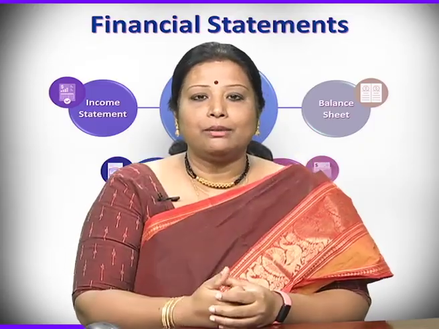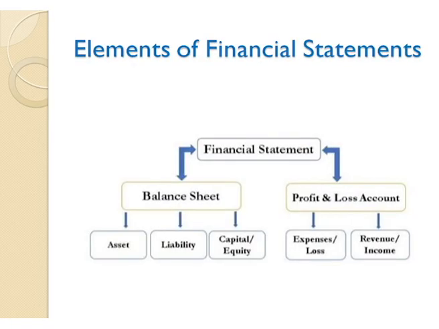Now let us see what are the different elements of financial statements. So financial statements can be broadly classified into two. One is the balance sheet, two the profit and loss account. The balance sheet can be broadly divided into three aspects or elements. One is assets, two liabilities, three equity. The profit and loss account can be divided into expenses and losses, revenues and incomes.